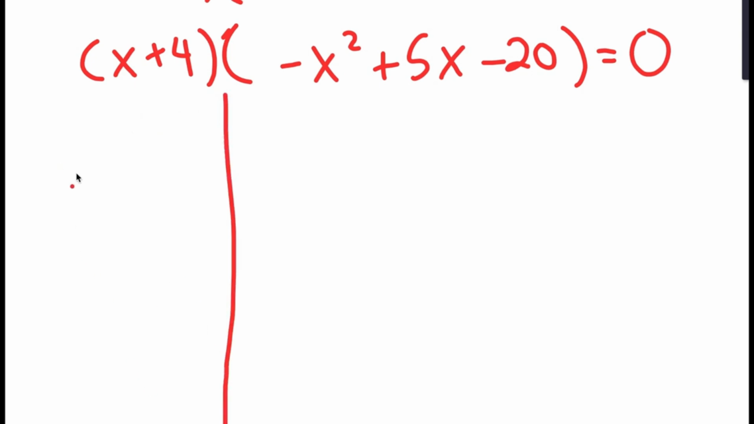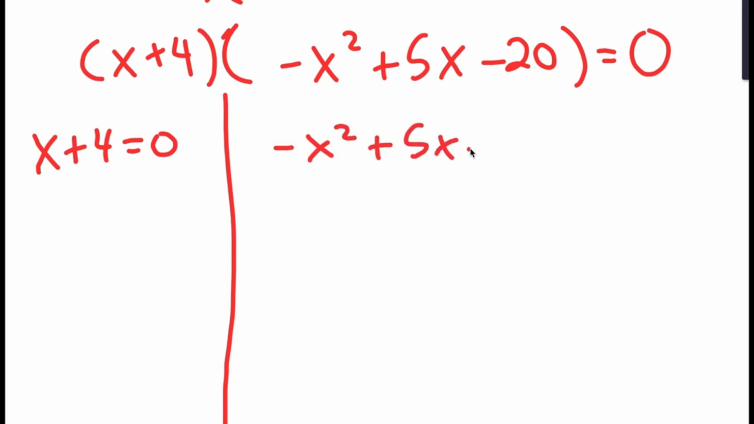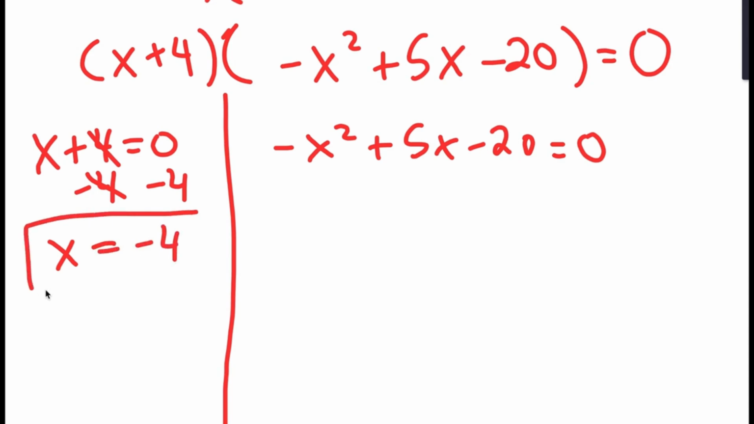So I get two equations from this. I get x plus 4 equals 0, and negative x squared plus 5x minus 20 is equal to 0. First, for x plus 4 equals 0, all we have to do is subtract 4 on both sides, and we get x is equal to negative 4. Now, for negative x squared plus 5x minus 20 equals 0, first off, we have a negative sign in front of x squared, so I'm going to get rid of that by multiplying both sides by negative 1.